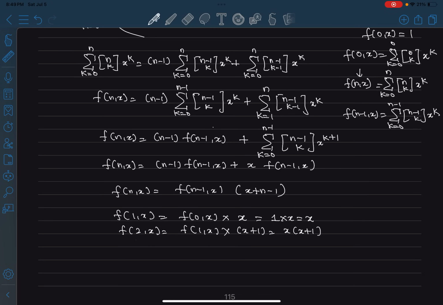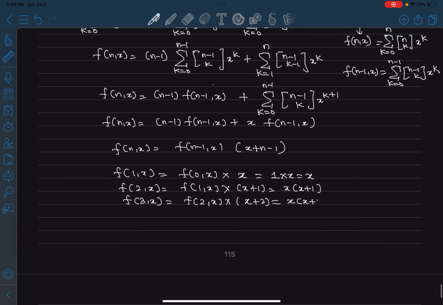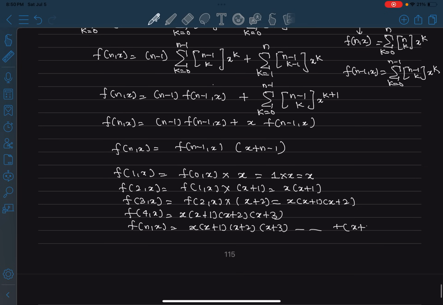Nice. Now f of 3 comma x is f of 2 comma x times x plus 3 minus 1, which is x plus 2, right? So this becomes x, x plus 1, x plus 2. Similarly, f of 4 comma x will just be x, x plus 1, x plus 2, x plus 3. So basically, for a number n, it goes up to x plus n minus 1. You see the pattern, right?